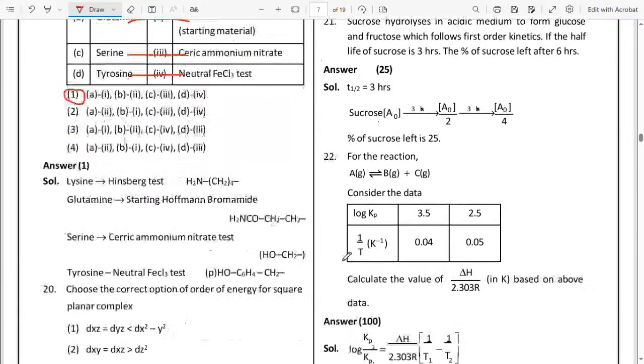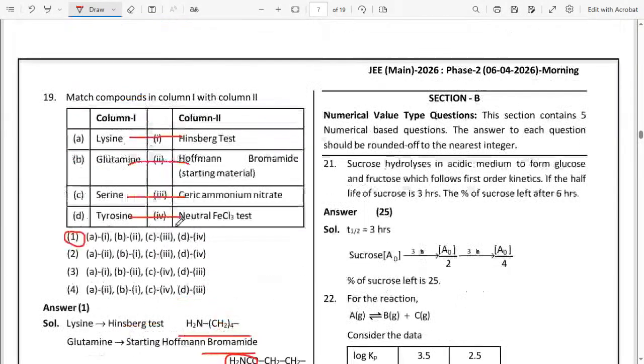So tyrosine will have phenolic OH, right? Tyrosine will have phenolic OH. It is given by neutral ferric chloride test, and serine gives ceric ammonium nitrate test, which oxidizes this alcohol, and glutamine starts the Hoffmann bromamide reaction. This amide undergoes Hoffmann bromamide rearrangement, right? So lysine, Hinsberg test, right? So this is primary amine, secondary amine and tertiary amine, Hinsberg test, color test, right, students?